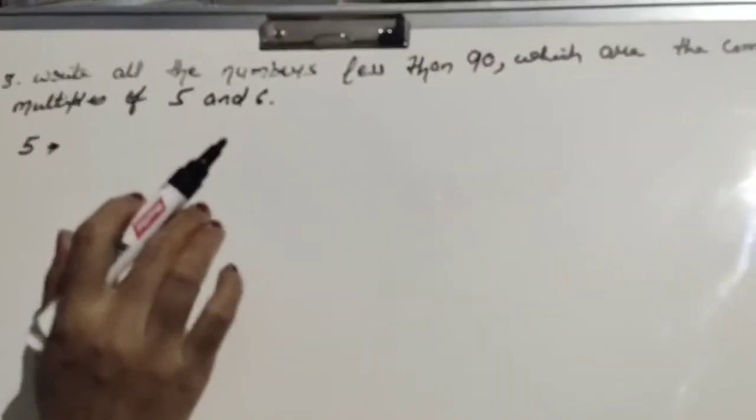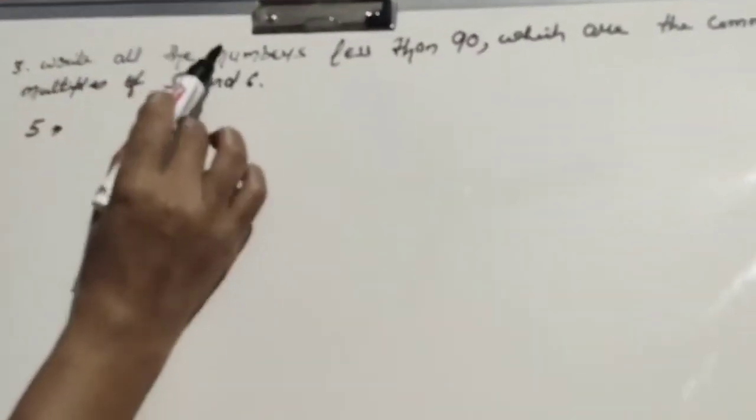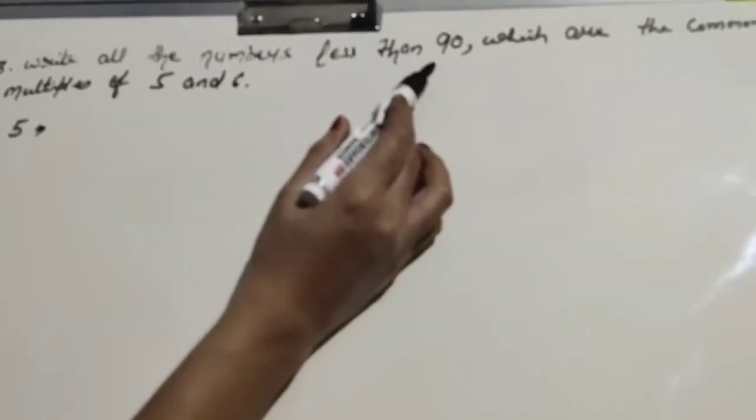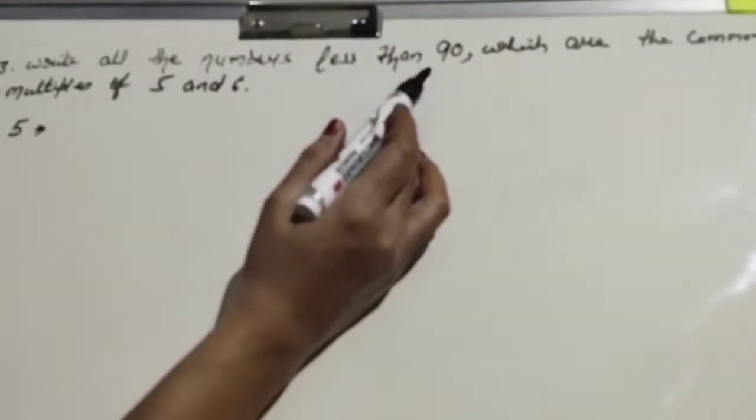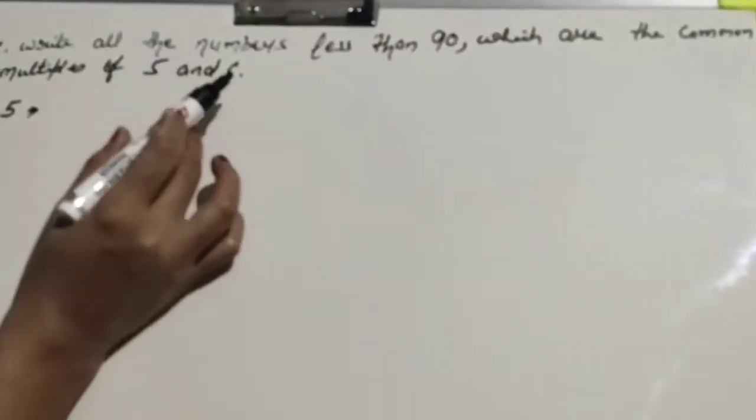Question number 3 is given. Write all the numbers less than 90 which are the common multiples of 5 and 6. First of all, step by step we can move. First we will write the table of 5 continuously.